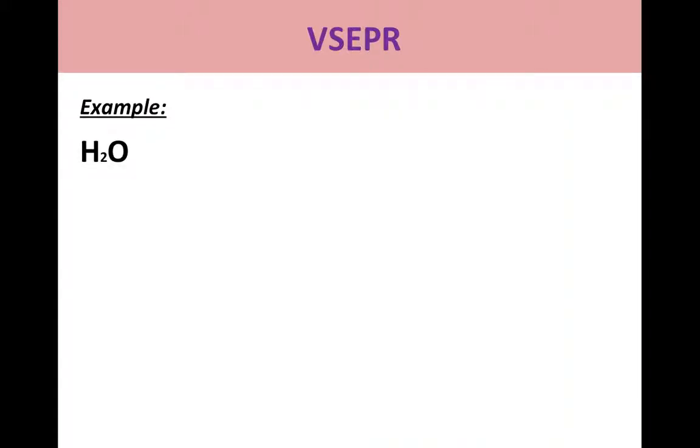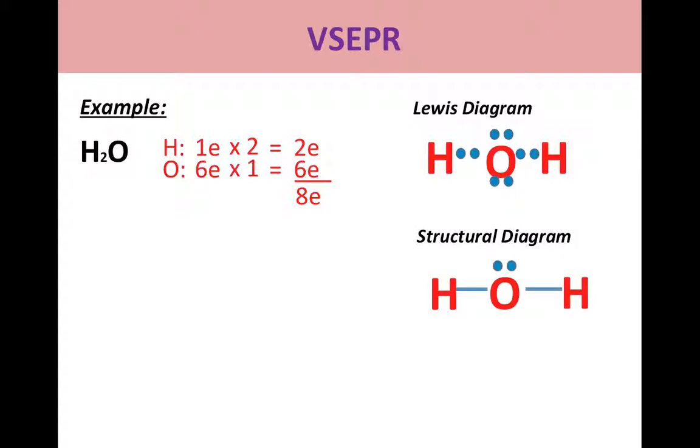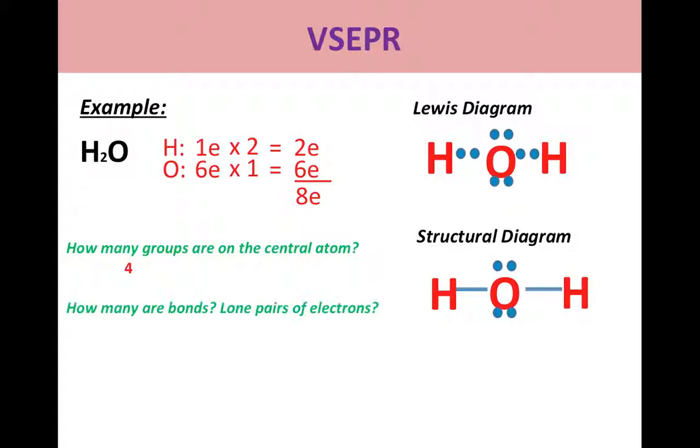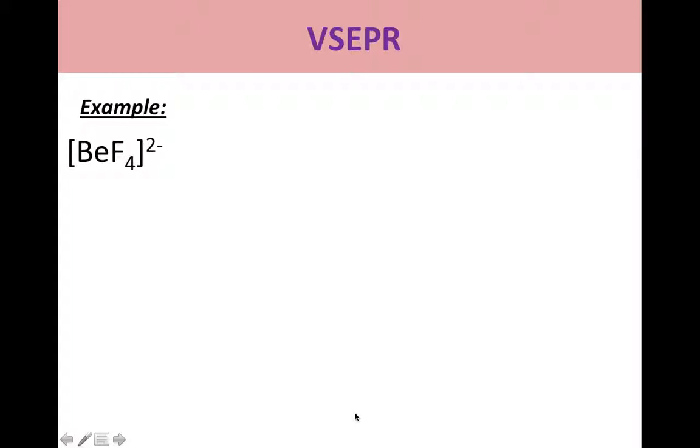So let's take a look at water as an example, H2O. You're going to draw the Lewis dot diagram. Central atom is oxygen, place it with hydrogen. So how many electrons do I have? I have a total of 8. So 2 electrons between the bonds. Then I fill up to follow the octet rule. I'm happy. The structural diagram is now going to look like this. And so how many groups are on the central atom? 4. So how many bonds? 2 bonds, 2 lone pairs. So the name of this would be a bent shape.